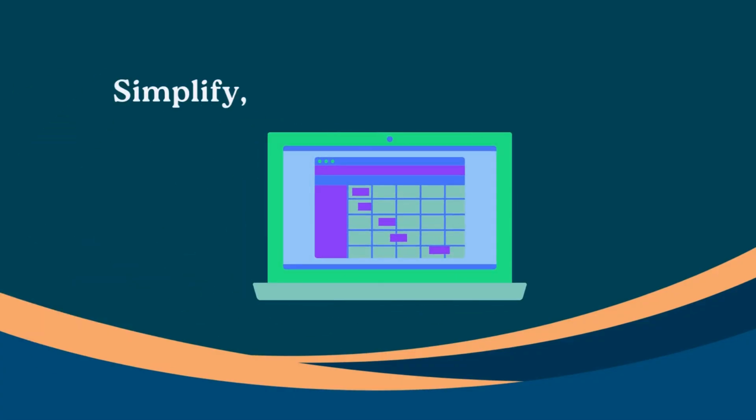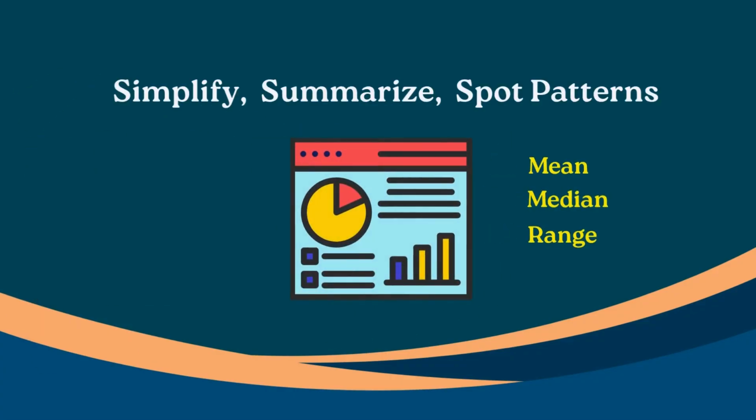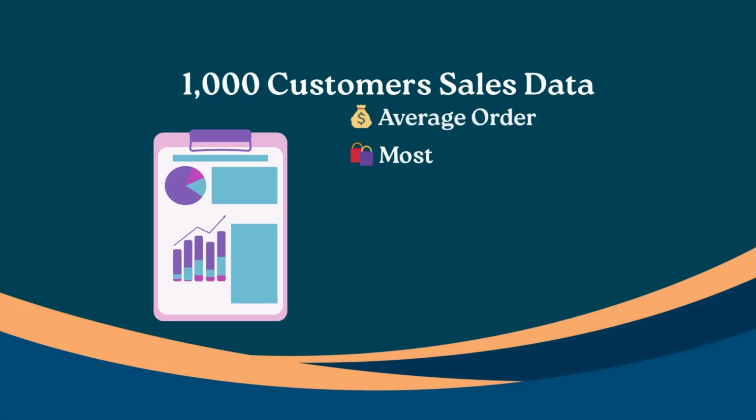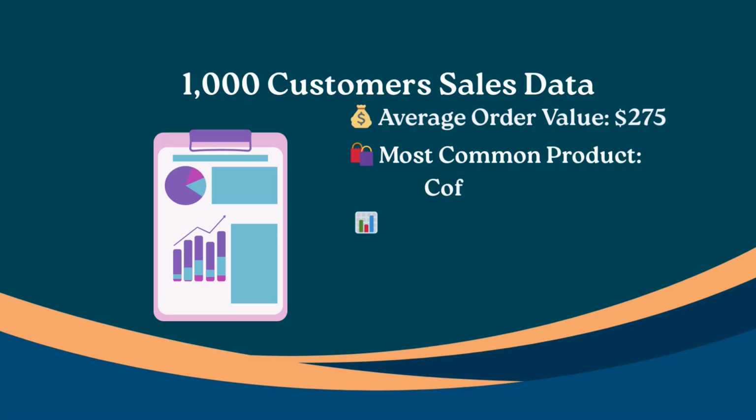Descriptive statistics help us summarize and simplify large amounts of data so we can quickly see what is typical, how spread out the data is, and what patterns might exist. Imagine you are looking at sales data from 1000 customer orders. Reading every number will not tell you much, but if you calculate just a few summary measures like average order value, most common products, or how widely purchase amounts vary, suddenly the data starts speaking to you.